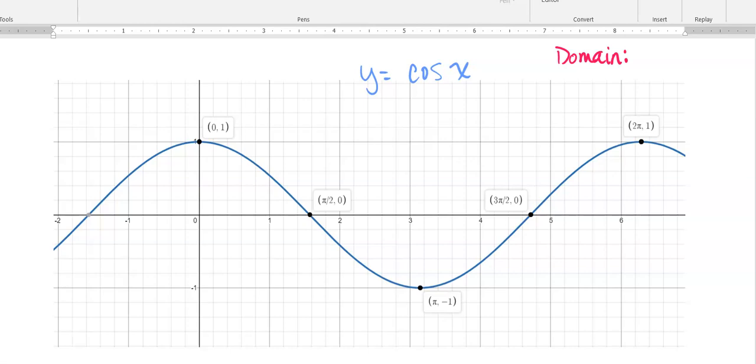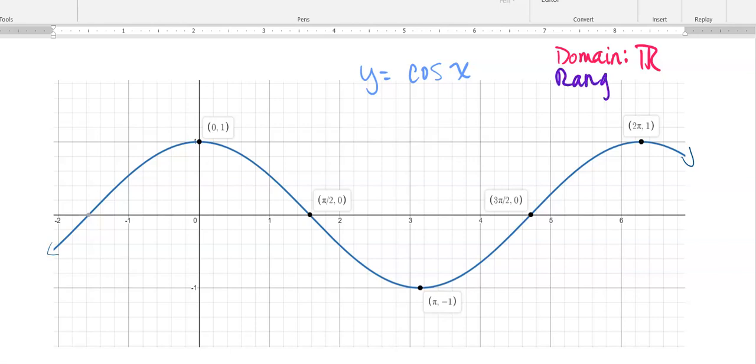Okay, so our domain. Well, it's kind of the same idea with this function. Even though it doesn't show it, it is continuing on forever and ever in both directions. So our domain is going to be all real numbers. Wahoo!